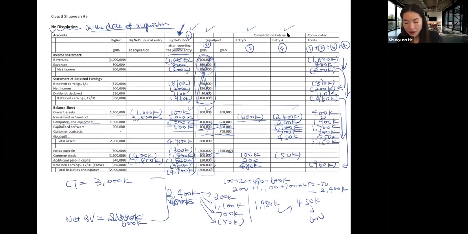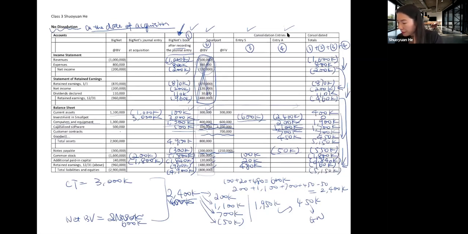And then we'll do the same for the liability side. So for liability, big net has notes payable of 300,000 plus 200,000 from small parts on its book. And then we need to add 50,000, which is the difference between fair and book value. So the total is 550,000. Common stock adds up to 1.8 million. And additional paid-in capital is 1.84 million. So if you add up everything vertically, that will give you 5.15 million as well.